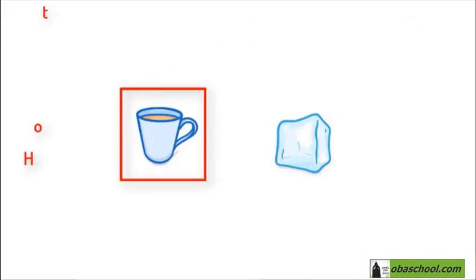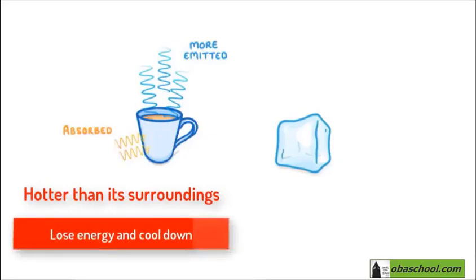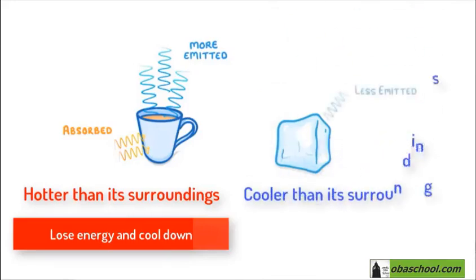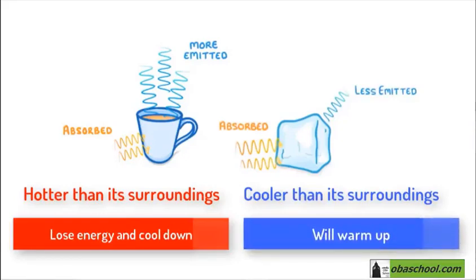For an object like a cup of tea, which is hotter than its surroundings, more radiation will be emitted than absorbed. So overall, it will lose energy and cool down. For an object like an ice cube, which is cooler than its surroundings, less energy will be emitted than absorbed, so it will slowly warm up.